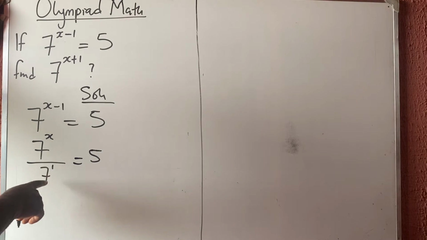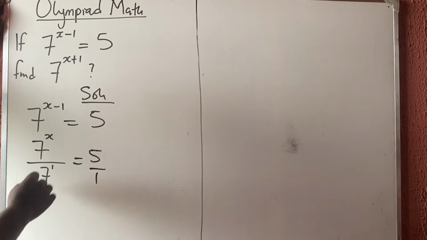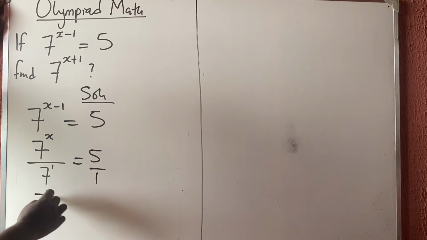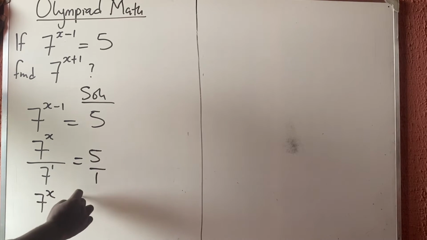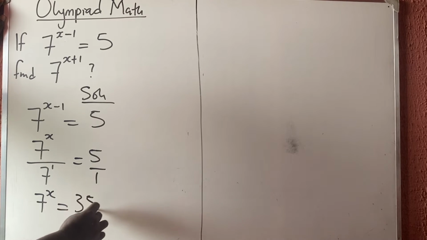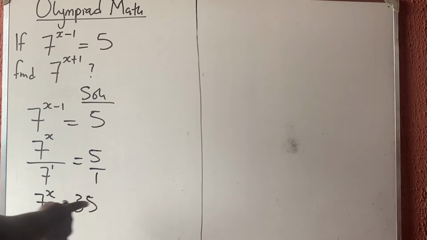Now, what do we do? 7^1 is the same thing as 7. So if I cross multiply, I'm going to have that 7^x is equal to what? This time, this will give you 35. Okay. Now, let us multiply both sides by 7.